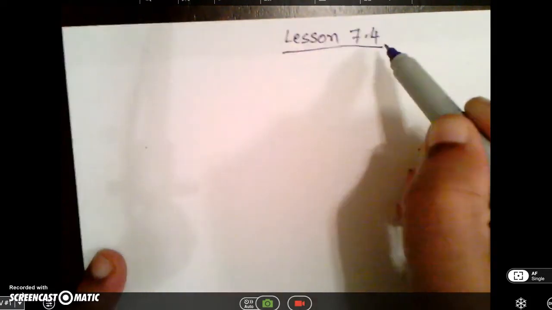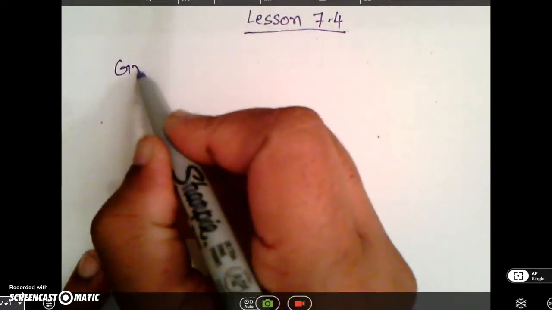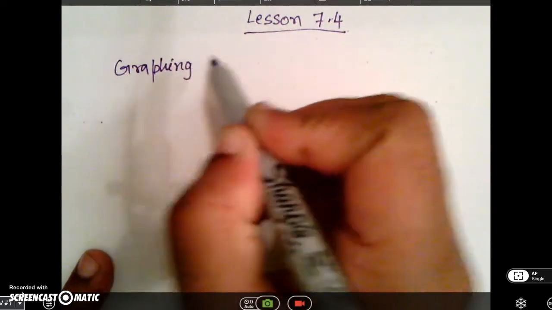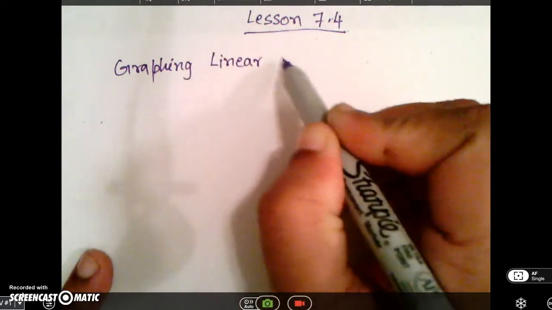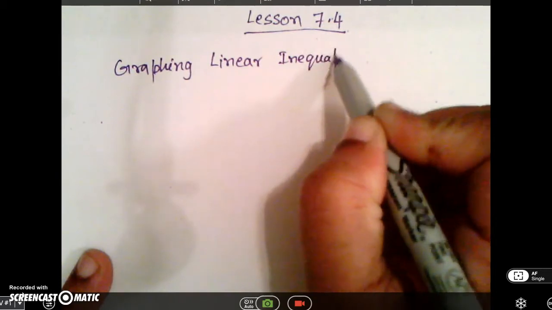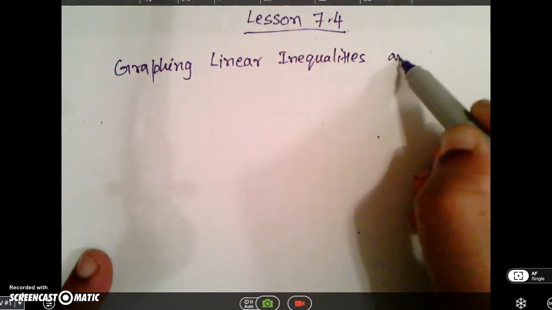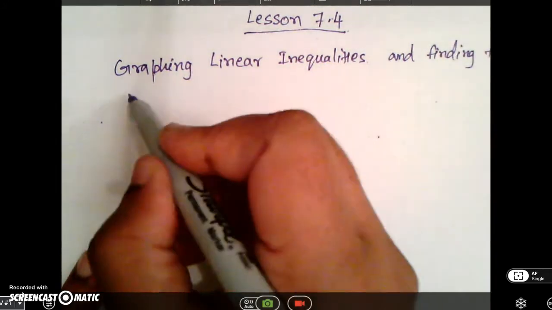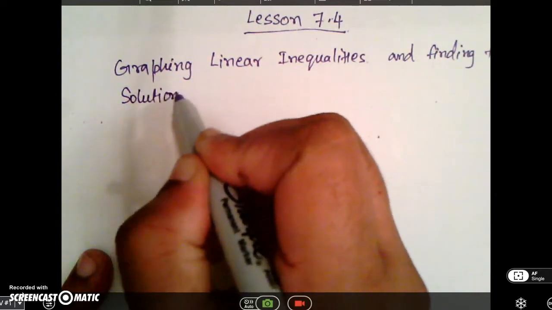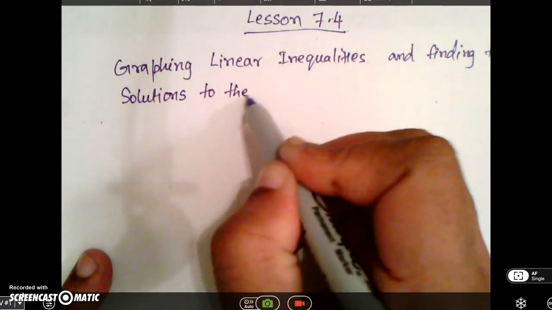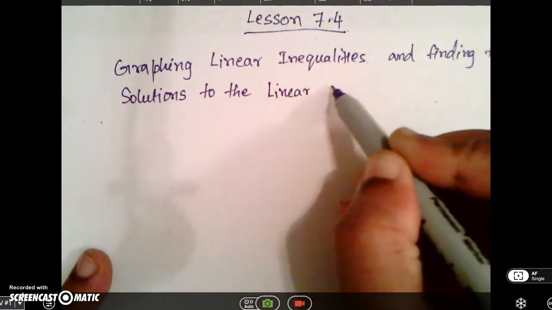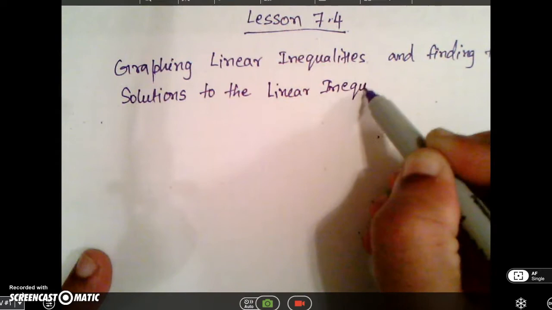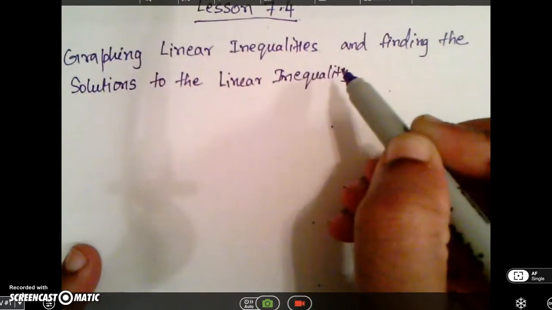Hi, let's continue with lesson 7.4. Lesson 7.4 is all about graphing linear inequalities and finding the solutions to the linear inequality from the graph.